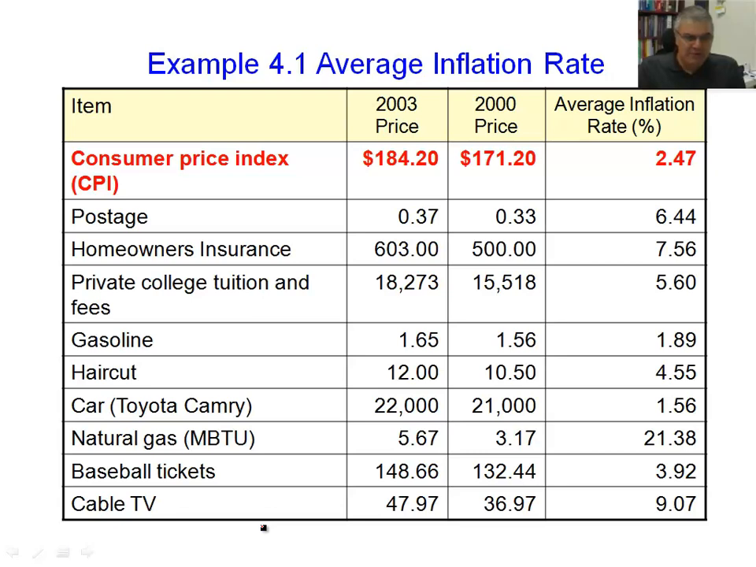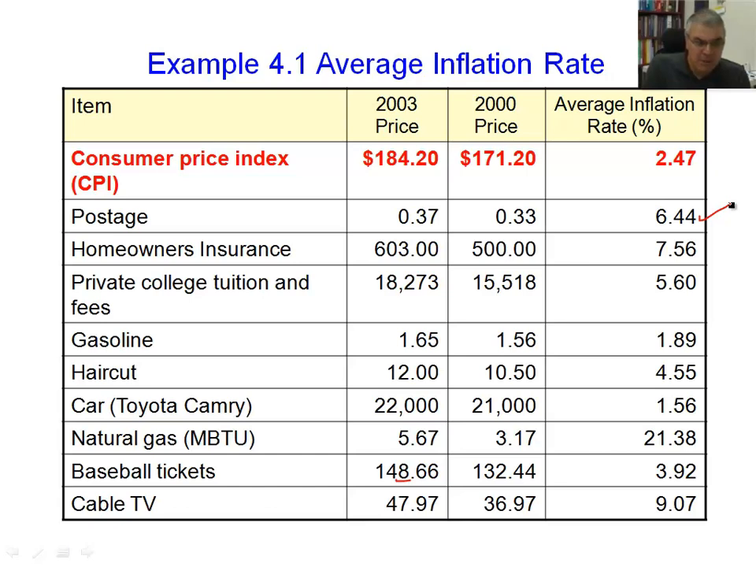from 2000 to 2003. The postage, the price of a stamp for regular mail, one envelope, was 0.33 in 2000, and in 2003 it was 0.37. So the average inflation rate for that stamp itself was 6.44. So this is not 2.47. That is 6.44%.